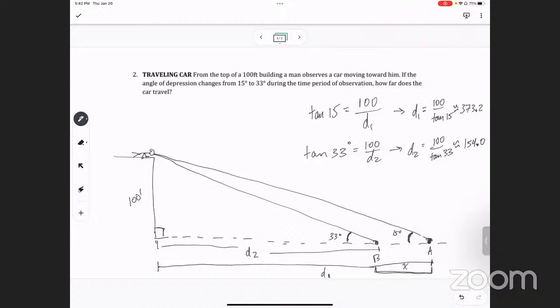Okay. So what is your X? I assume you subtracted those. Yeah, I did 173.2 minus 154. Perfect. There you go. And that's your answer.